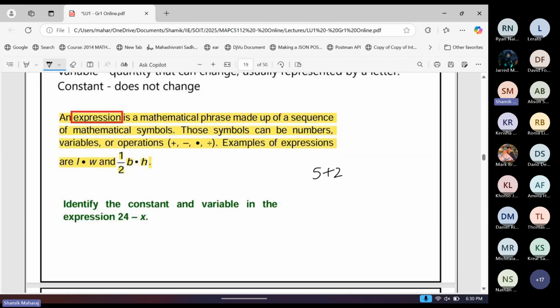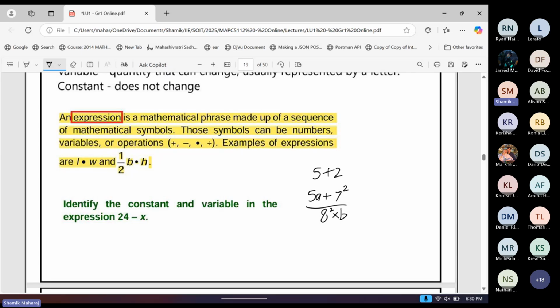By the definition, it's a combination of symbols and numbers, right? We can also use variables and operations. By operations, we mean plus, minus, multiplication, division, all those things that make up an expression. So something like 5 plus 2 is an expression. Something like 5a plus 7 squared divided by 8 squared times b, where a and b are variables, is also an expression. All these things are expressions.